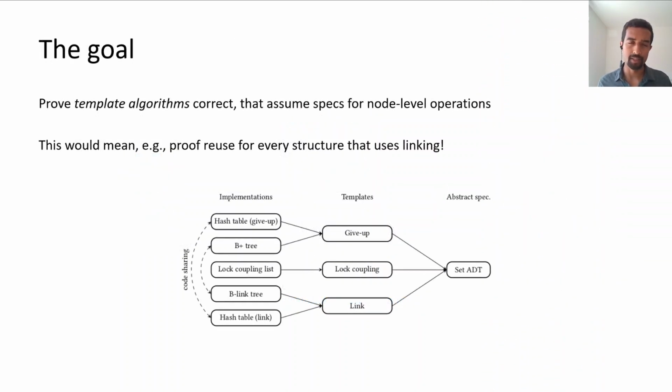So that's the goal of our work, proving these template algorithms correct in terms of their concurrent safety, but that leaves the node level operations in the underlying data structure to be instantiated by concrete implementations. And if we can do this, not only do we get proof reuse in terms of reusing the concurrency proof of linking between different data structures that use the link technique, but we can also reuse the proof of node level operations for something like the B tree, from a B tree that uses the link technique to a B tree that uses another technique like the give-up technique.